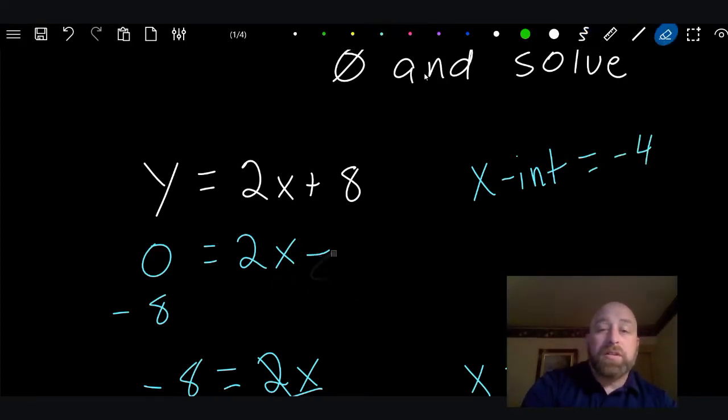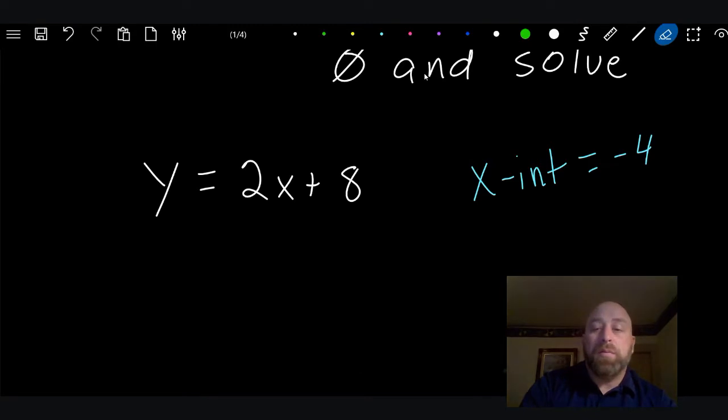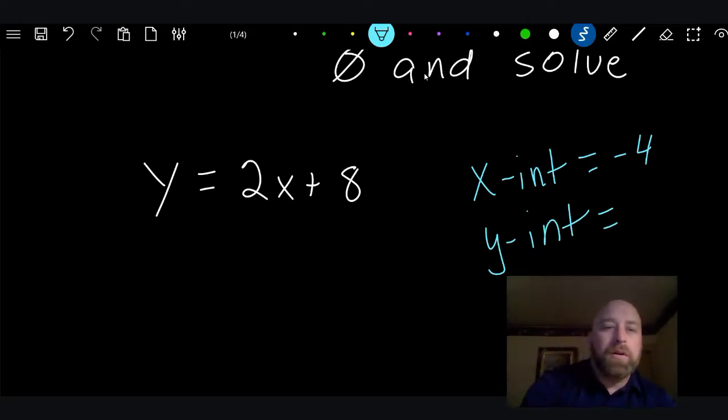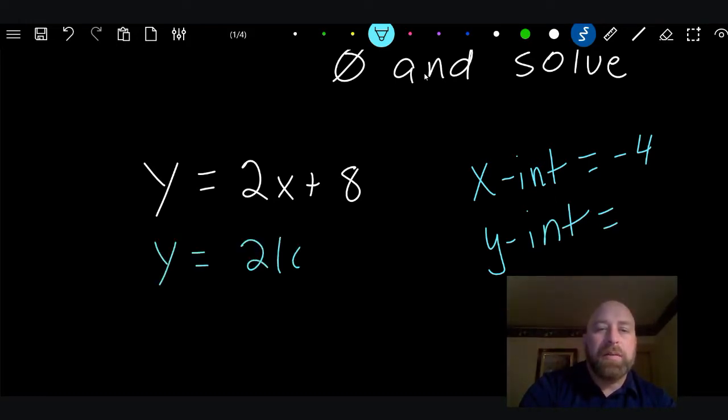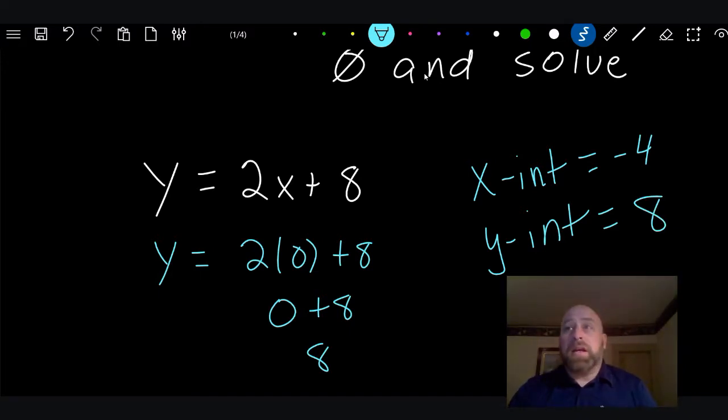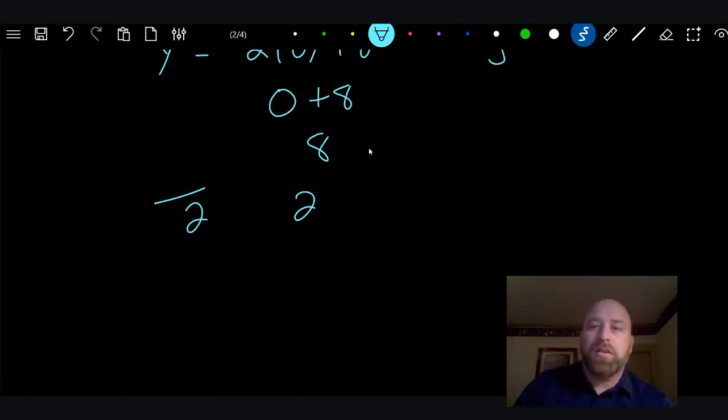And then I would start the process again, and instead of putting the 0 in for the y, I would put the 0 in for the x this time, and then I would get the y-intercept. All right, so if we put y equals 2 times 0 plus 8, that's going to be 0 plus 8, or y equals 8. So our x-intercept would be negative 4, and our y-intercept would be 8. Now, what does that do for us? Well, it allows us to graph that.